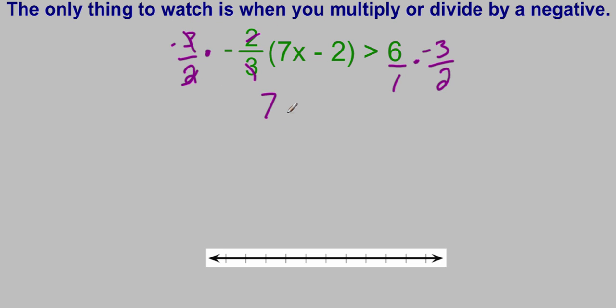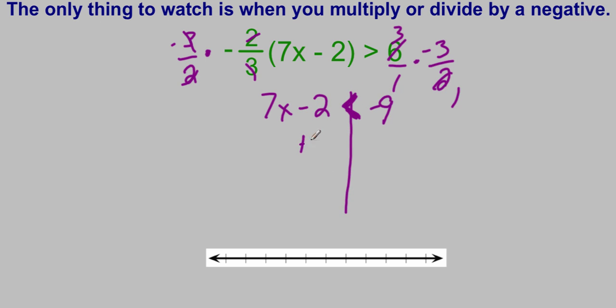We're left with 7x minus 2. But notice we multiplied both sides by a negative. So that little alarm goes off, and we got to flip it. Even when it's a fraction, you got to do it no matter what step it is. Here we do a little cross simplifying, and we get negative 3 times negative 3 is negative 9. And then we're ready to solve it.